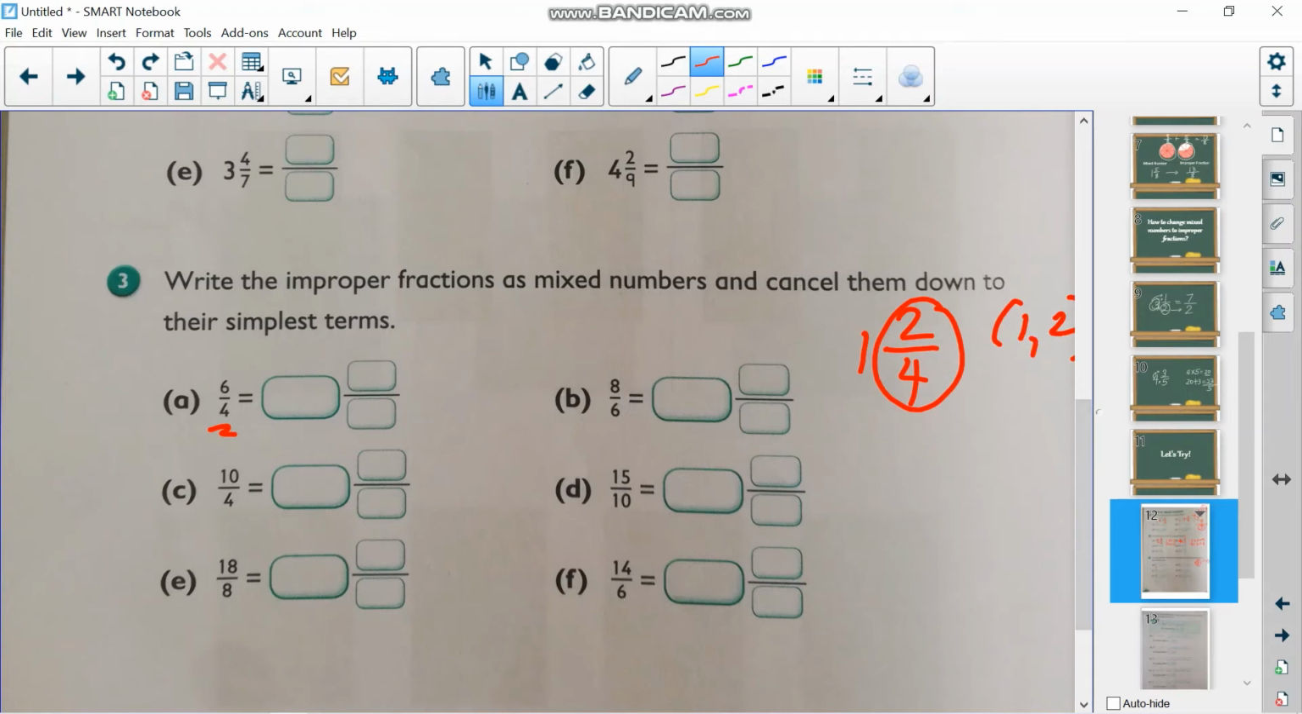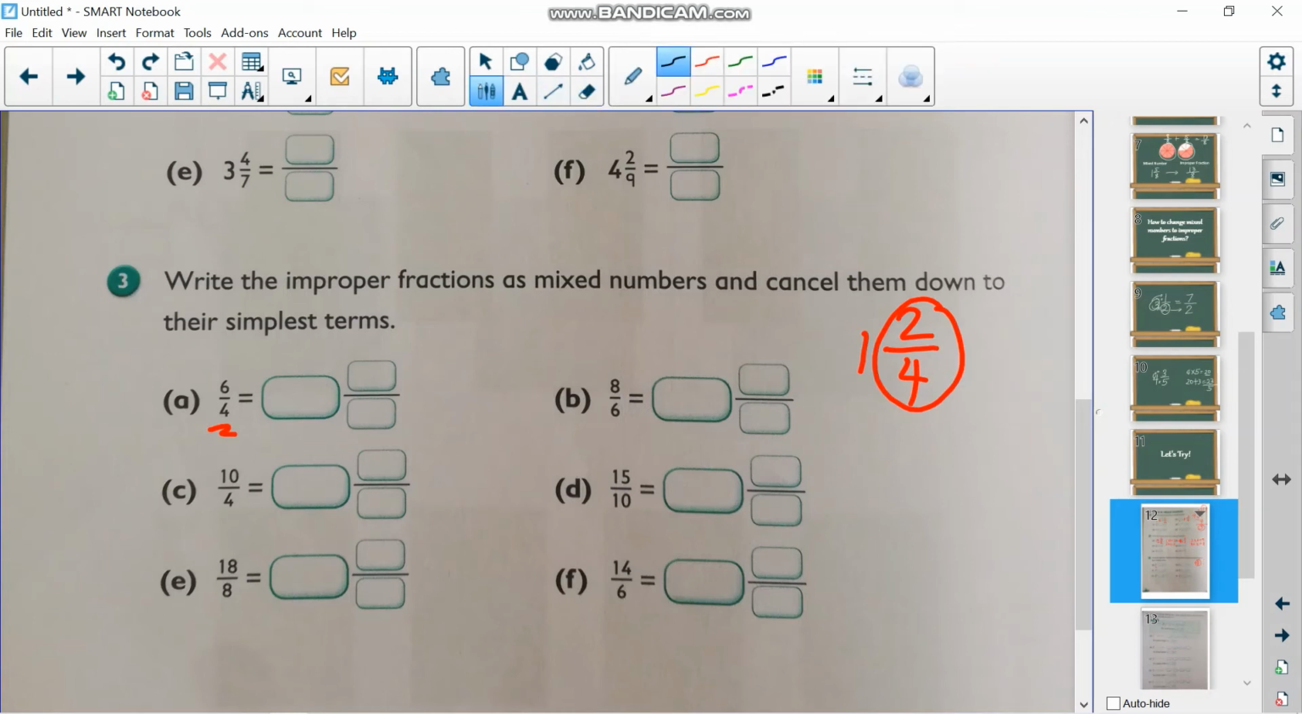Now, what are the factors of 4? The factors of 4 is 1 times 4 and 2 times 2. Okay? So, what is the common factor here? We have 2 and 2. So, our common factor, or GCF, greatest common factor, is 2.